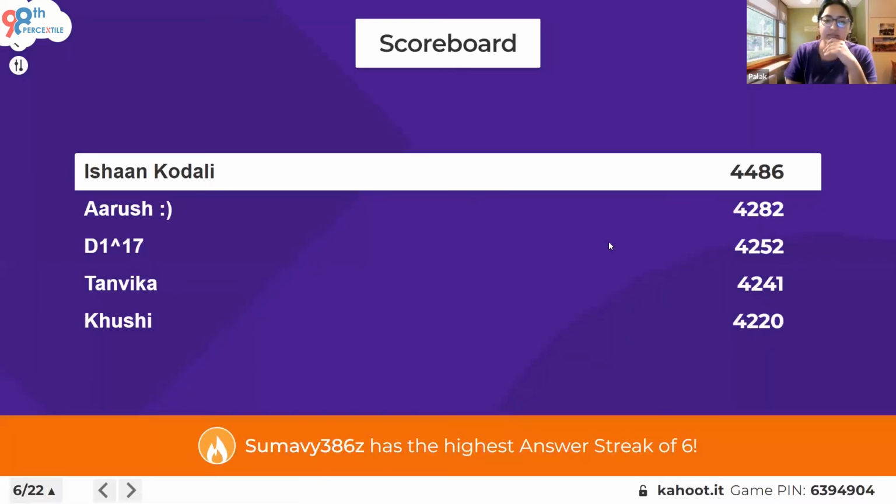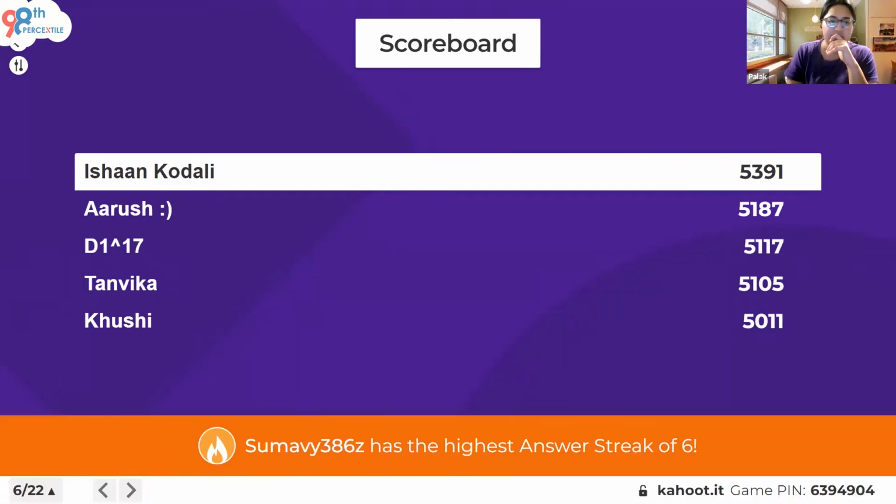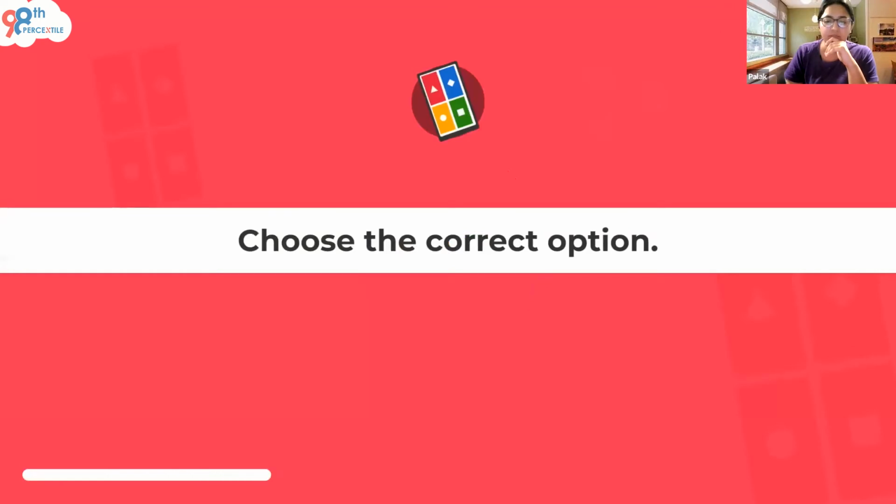3820. Wonderful. Okay, so apart from the top 5 people, we have Sumavi 386Z with the highest answer streak of 6. So good, and Ishan has moved up to the first position. So congratulations, Ishan, on this. Let's see if you're able to maintain your top score.